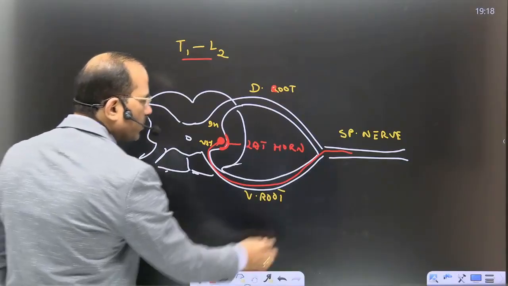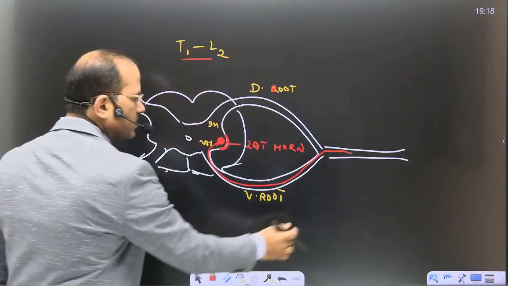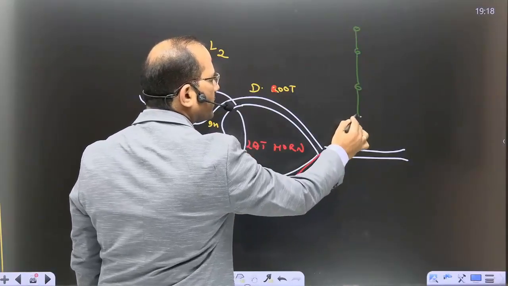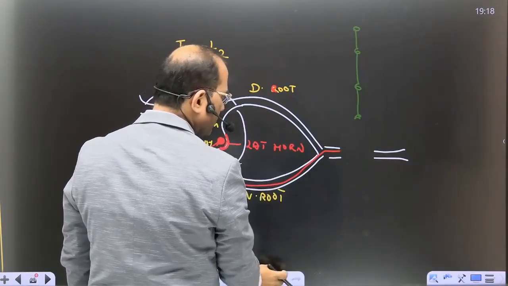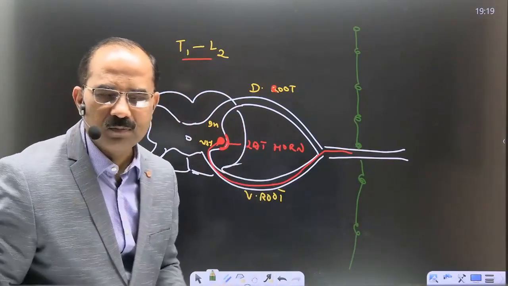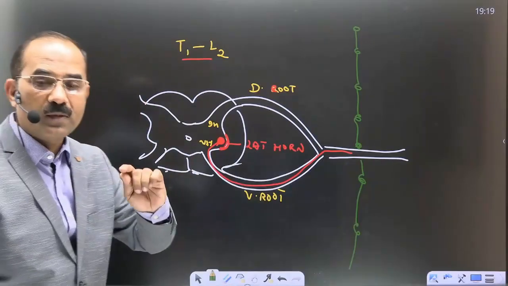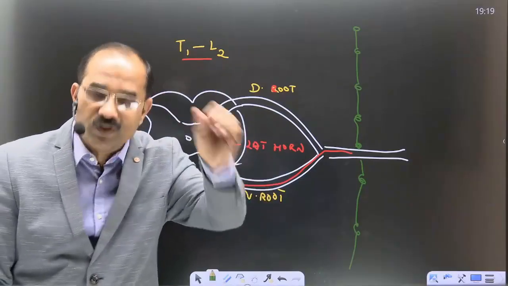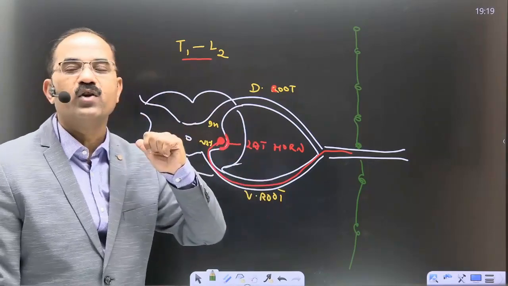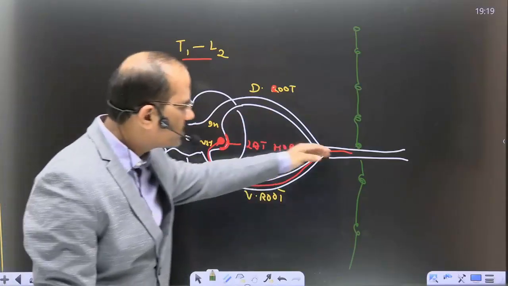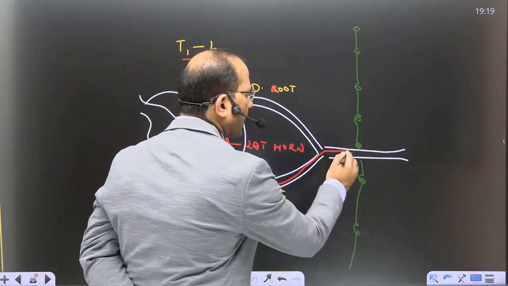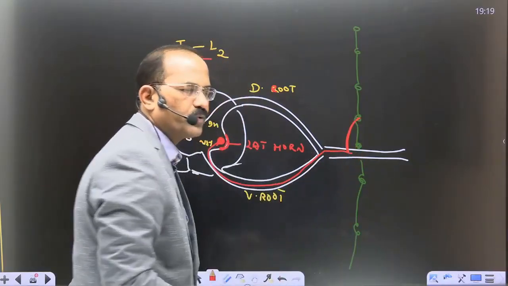And now they would be going to, what is this, students? This is the sympathetic chain, like this. On either side of the vertebral column, we have the sympathetic chain. So the preganglionic fibers begin from the lateral horn cell, pass through the ventral root, enter the spinal nerve, and from the spinal nerve they would be going to this sympathetic ganglion.